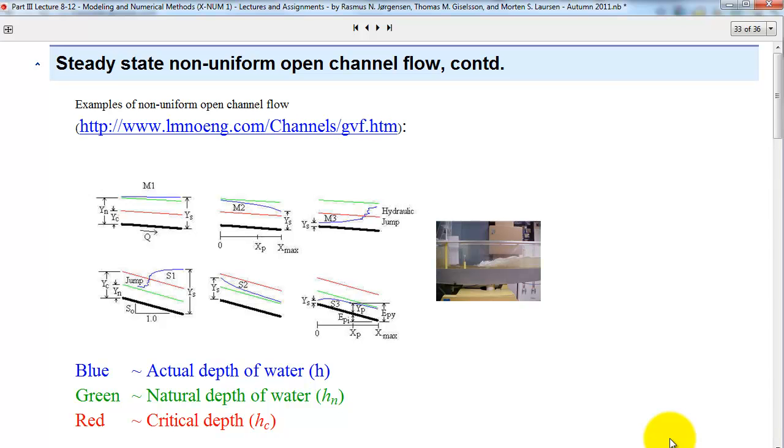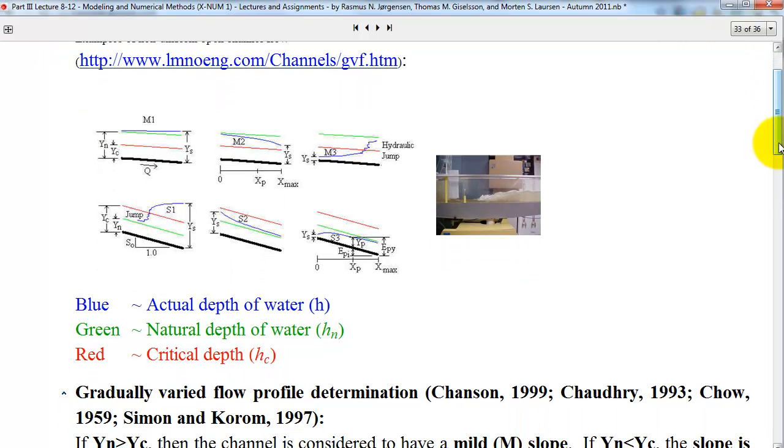If you want more information on how the relation is, then you can go to this homepage. There's a little Java calculator where you can play with numbers. What you can calculate is what happens if you have a slope, a volume, a height, different settings. And the red line here is the critical depth. You can go back and look at the Froude number and the relation. And then you have the natural depth. That's where things are kind of in balance.